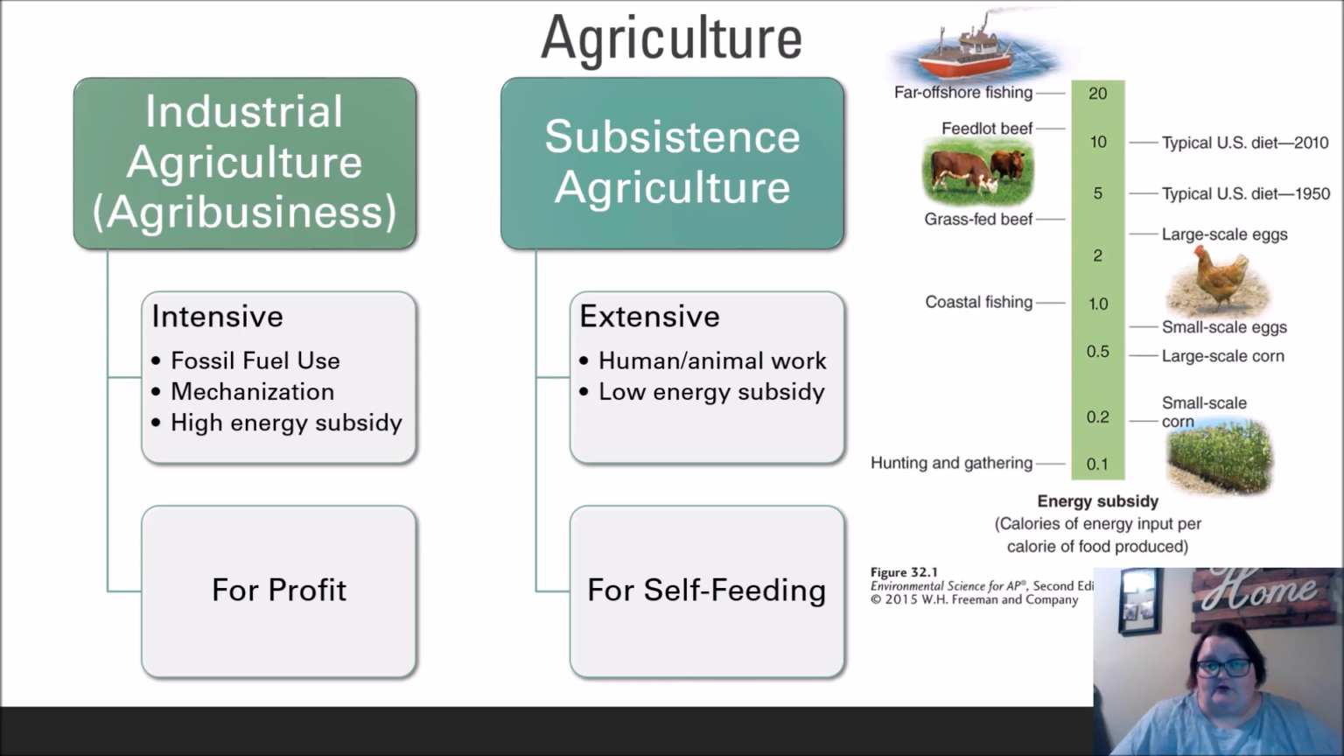The other side of the agricultural coin is subsistence agriculture. This is the oldest form of agriculture, and its purpose is to feed the farmer and their family. It is considered extensive due to the vastly smaller scale than that of agribusiness. Subsistence agriculture has a very low energy subsidy. This comes from the fact that the process is not done for profit. Leftovers may be given to neighbors, traded, or sold at a farmer's market, but most of the products go to feeding the farmer and other residents of the farm. It is important to note that, in general, agribusiness has a vastly higher ecological footprint than subsistence agriculture. We will look at each kind of agriculture in turn as we move forward.